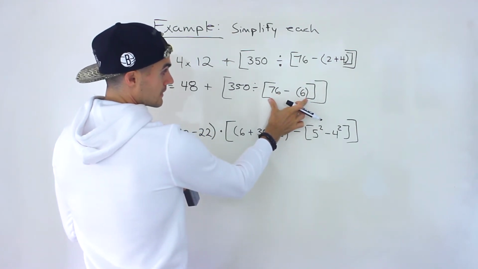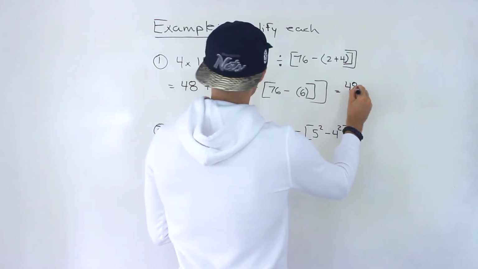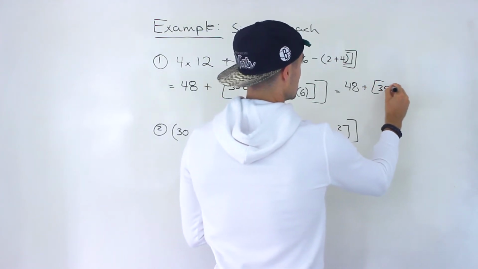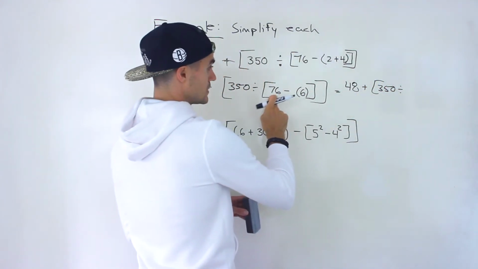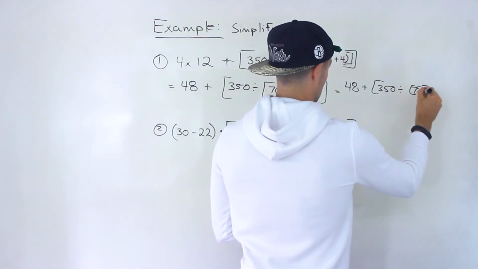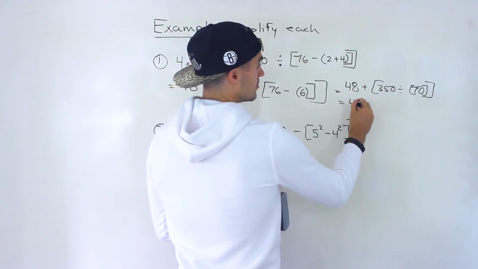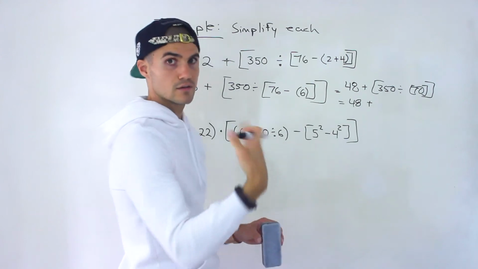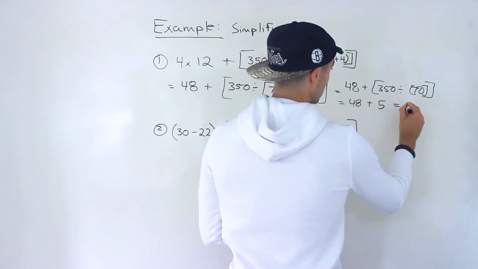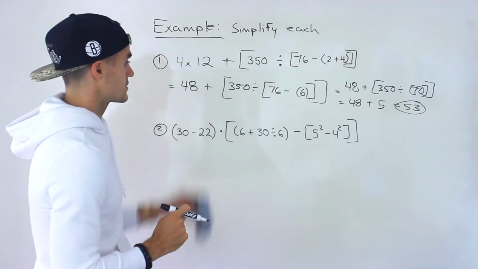The next set of brackets is these two. And so we would have 48 plus 350 divided by 76 minus 6, which gives us 70. And then we work with this, we'll have 48 plus, what's 350 divided by 70? That would give us 5. And then adding these two, we end up with 53. Right, so that's the answer to number 1.